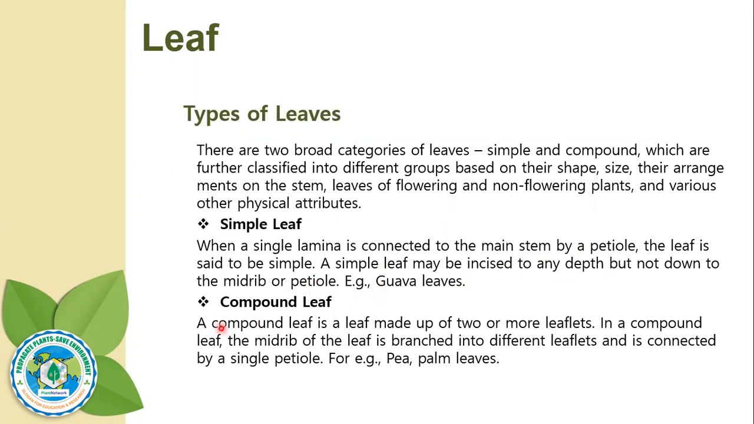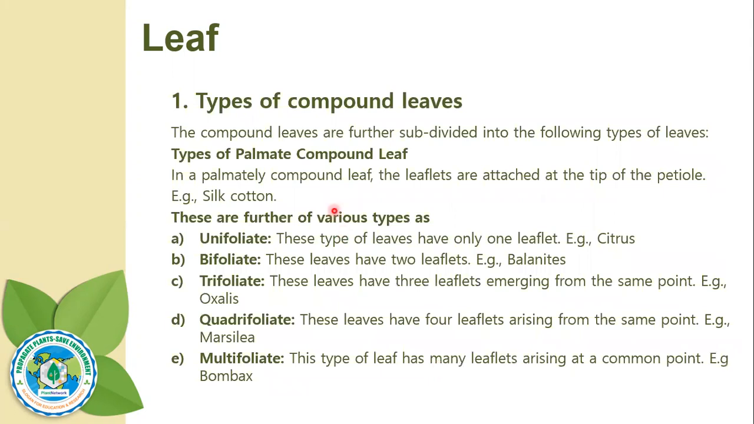The compound leaves. A compound leaf is a leaf made up of two or more leaflets. In a compound leaf, the midrib of the leaf is branched into different leaflets and is connected by a single petiole, for example, in the pea or the palm leaves. Now, the types of compound leaves. The compound leaves are further subdivided into the following types.